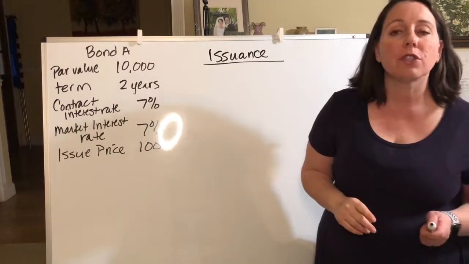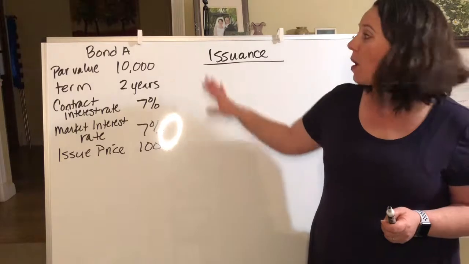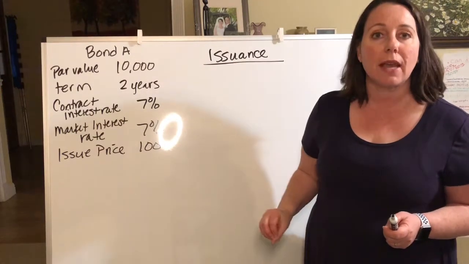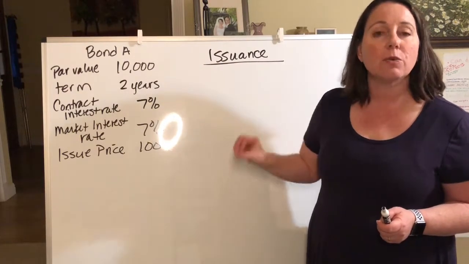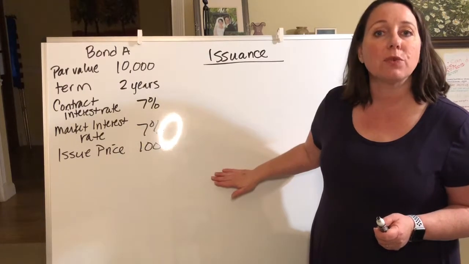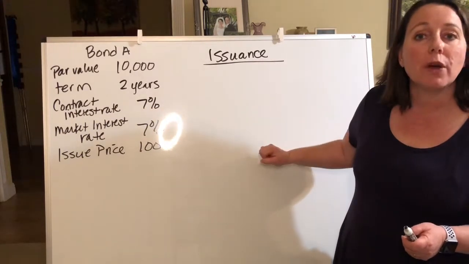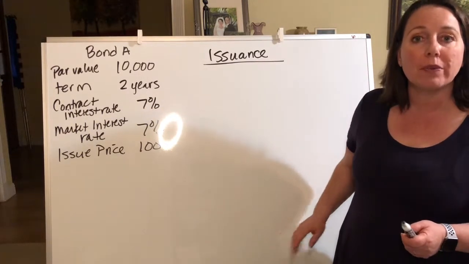Make sure you write down these journal entries. They're going to be the same every time. All the par value entries will be the same. All the discount entries will be the same. All the premium entries will be the same. So you want to have these written down in your notes so you can remember how to do issuance. We're going to do our interest payment, and we're going to do when we retire the bond.